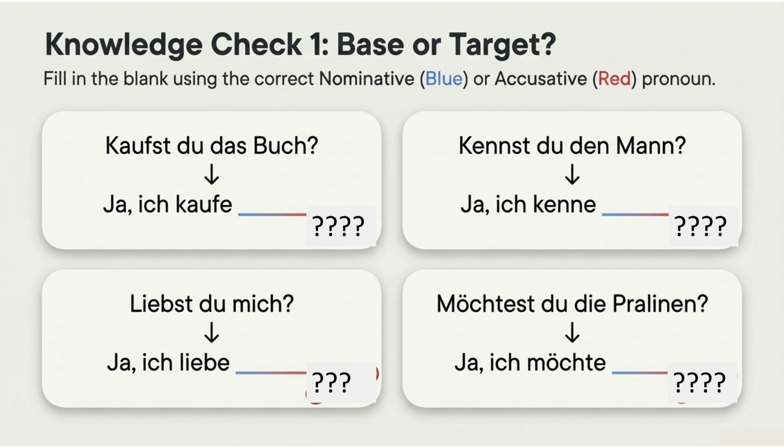Let's do a knowledge check together. We need to decide whether to use the base, that is the nominative, or target, that is the accusative, pronoun. First example. Kaufst du das Buch? Ja, ich kaufe es. Kennst du den Mann? Ja, ich kenne ihn. Liebst du mich? Ja, ich liebe dich. Möchtest du die Pralinen? Ja, ich möchte sie.